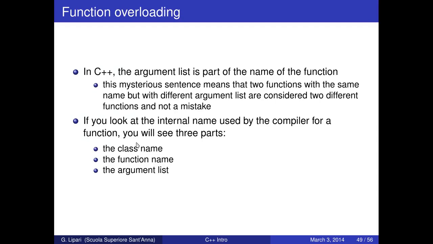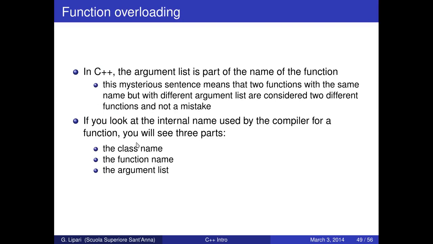Okay, so maybe you already noticed that in C++ you can have several functions with the same name, also in the same class. This happens because you can do what is called function overloading. In C++, the argument list is part of the name of the function. This means that if you have two functions with the same name but different argument lists, for C++ these are actually two completely different functions.